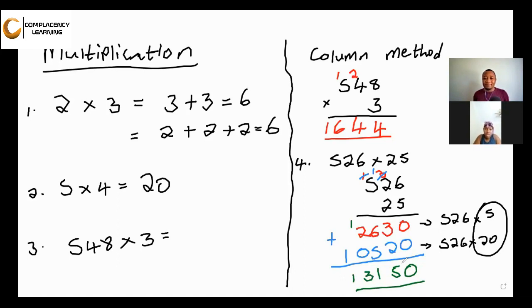10,000. No, I'm talking about the bottom one. The final answer. Oh, this is the final answer. 13,000. Mm-hmm. And 150. Yeah, it's actually 13,150. Must remember, you put the commas until the only end, you put it when you go to the tens.